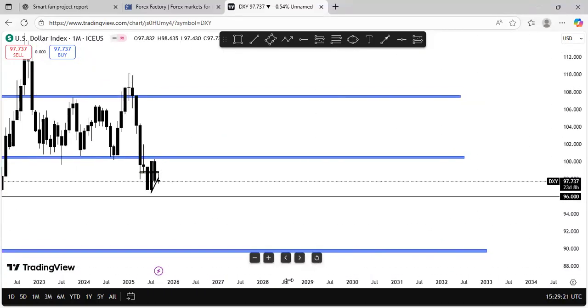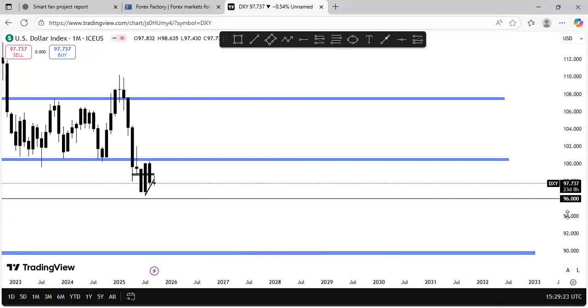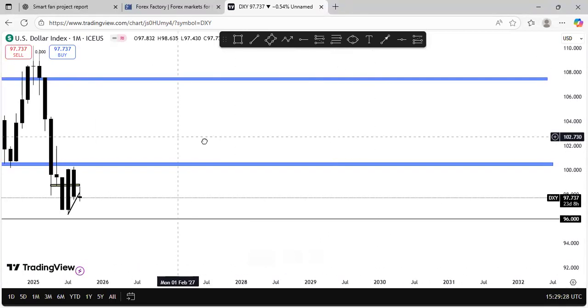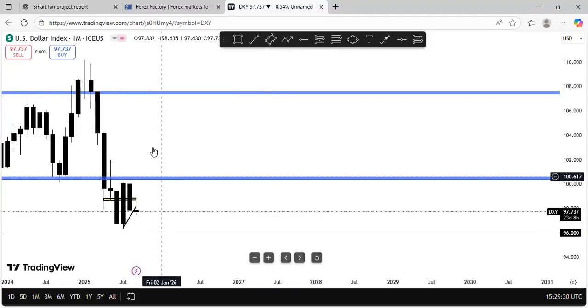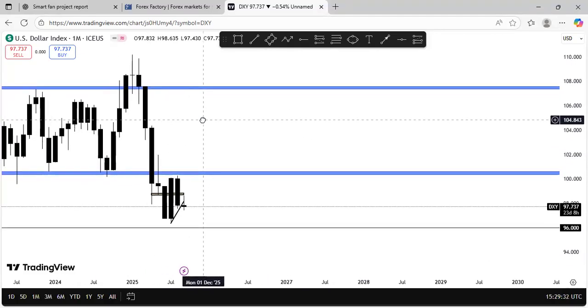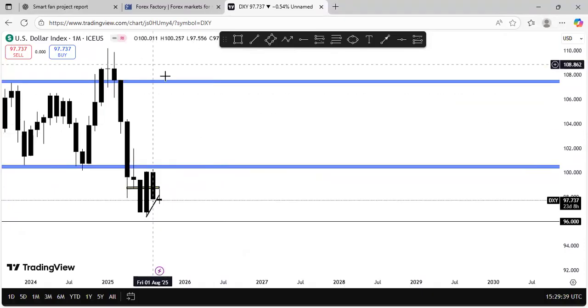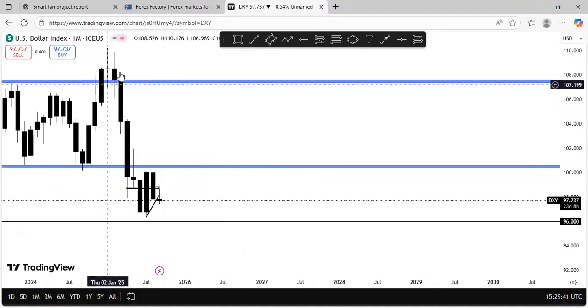If you did watch my previous videos, you'll be quite familiar with what I want to do. So I'm just going to rush through everything. I don't want to take much of the time. So this is the DXY, and this is the monthly time frame. Basically, we can see the DXY dropping.